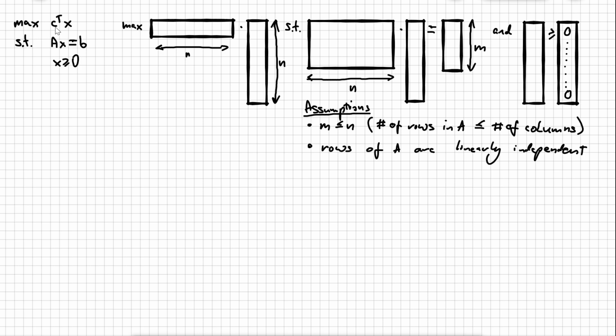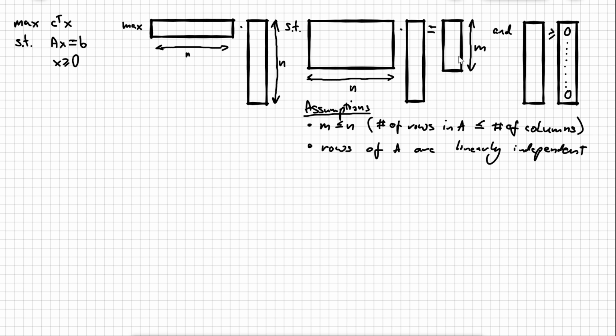C is the vector of objective coefficients, C transpose, CT stands for C transpose, times X. X is a vector of decision variables, subject to constraints: matrix A of constraint coefficients multiplied by vector X equals the vector of right-hand sides B, and all the variables X are greater than or equal to 0.